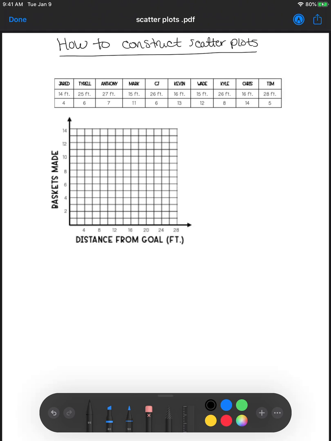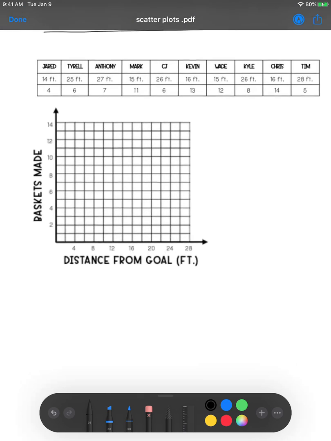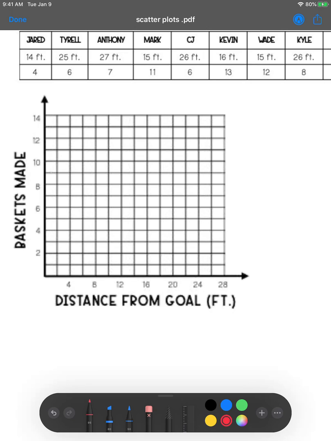Alright, so this is the table. This is each person, how far away they were from the basket, and how many they made in 30 seconds. So I'm going to start with Jared. Jared is going to be blue. Well, you know what? We're just all going to keep them one color. Alright, so for Jared, the distance is going to be X, and the baskets made is going to be Y. And I'm going to plot them on here.